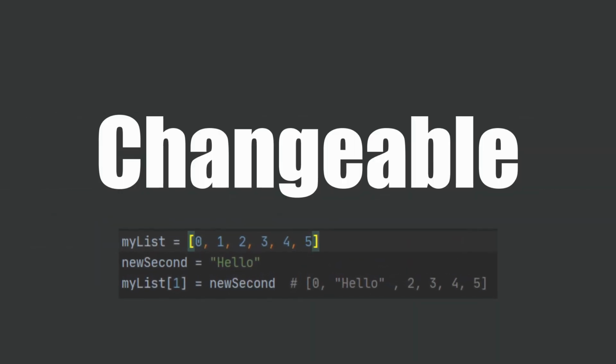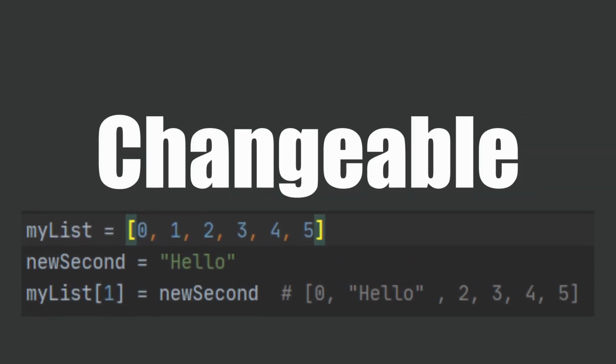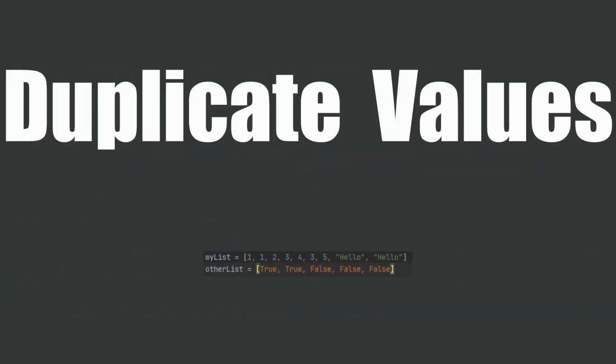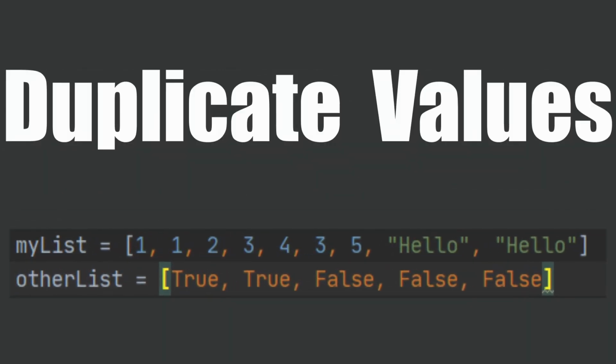But in some cases they can be, which brings up another property of lists, which is that they are changeable, meaning that you can change a specific value inside of a list to be something else, or you can add or remove items from your lists. Finally, the last property of lists is that they allow for duplicate values, meaning that you can have two or more of the same item in a list that contains the same data.